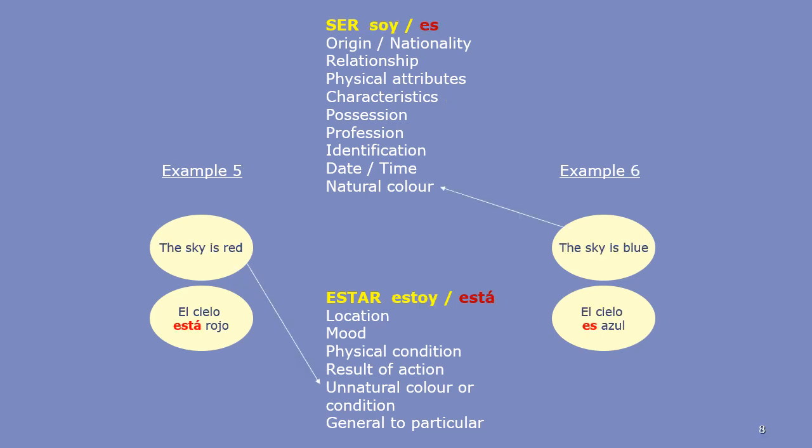Example 5. The sky is red. El cielo está rojo. The sky is red is an unnatural color or condition, so we use the verb estar. And it is from estar is está. El cielo está rojo. Example 6. The sky is blue. El cielo es azul. The sky is blue is now a natural color, so we use the verb ser, and it is from ser is es. El cielo es azul.